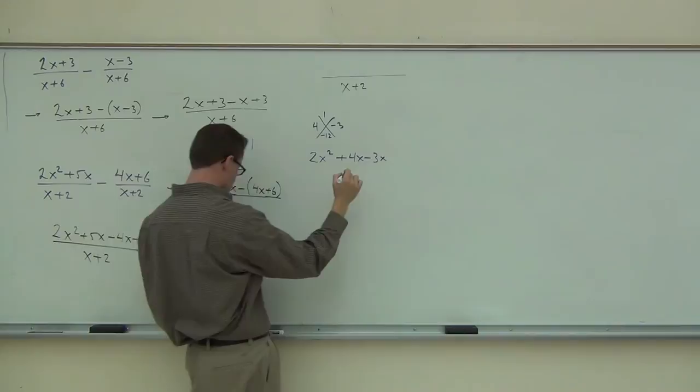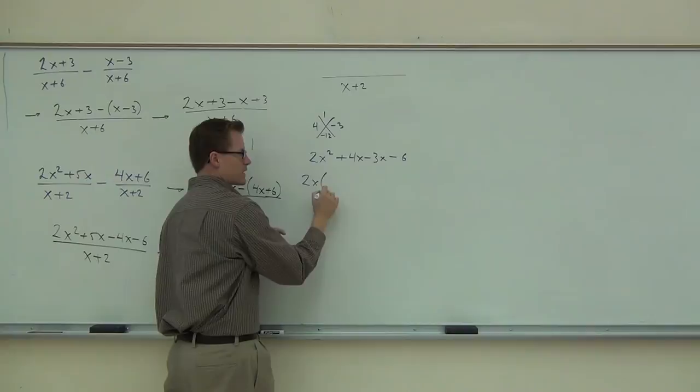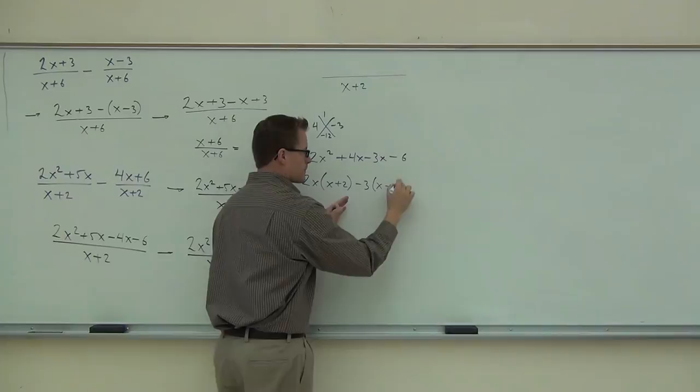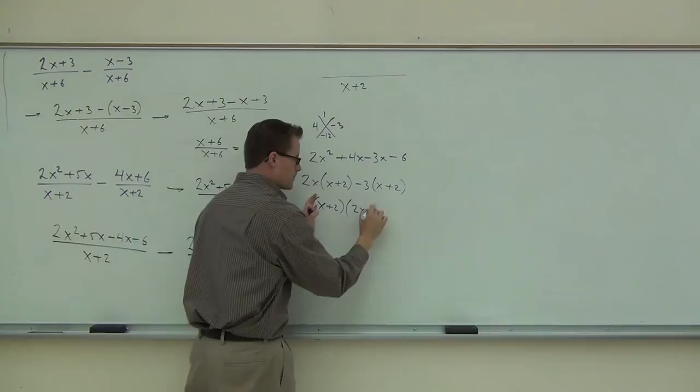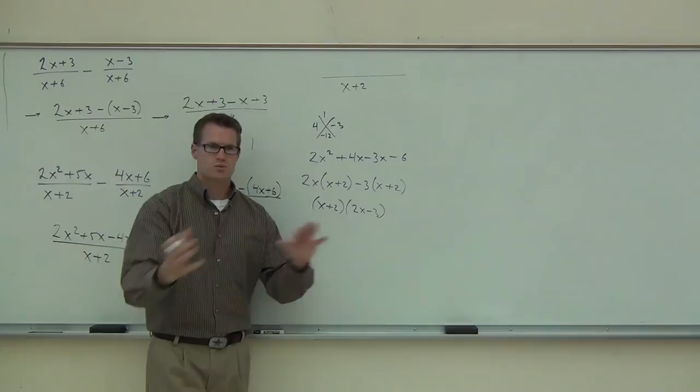When we group this thing out of here, we factor 2x. Out of here, we factor negative 3. We have exactly the same thing. And that right there is our new numerator. I know I did that quickly, but this is factoring. This is 3 weeks old at this point. So we're going to start moving quickly through the factoring portion.